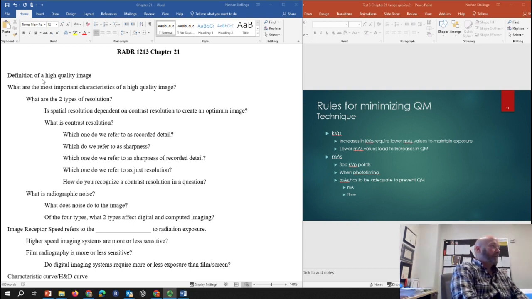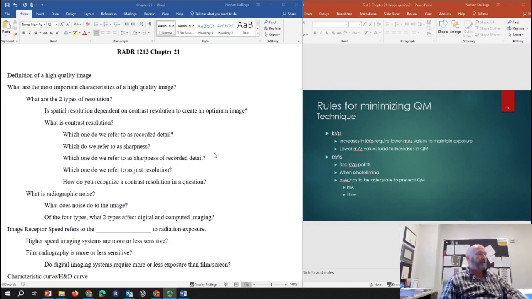So just starting this chapter 21, the definition of a high-quality image is on page 279 in Bushong. We've got a couple of things there. It refers to image quality, or image quality refers to the fidelity with which the anatomy under investigation is rendered on the image receptor. It goes on to say medical images that faithfully reproduce structure and tissue are identified as a high-quality image.